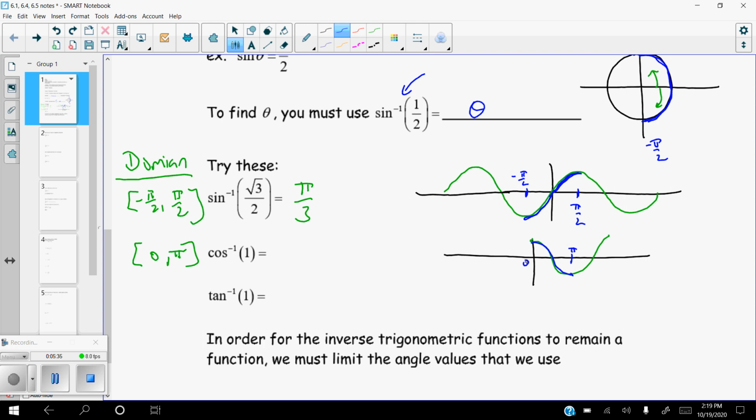So the inverse cosine of 1, well, cosine would give you 1 at 0. It would also give you 1 at 2 pi, but we don't go that far because it's not a part of the inverse. So this is simply going to be 0.